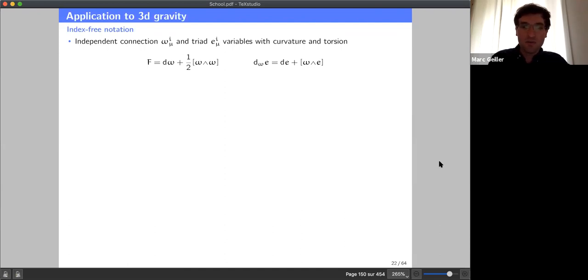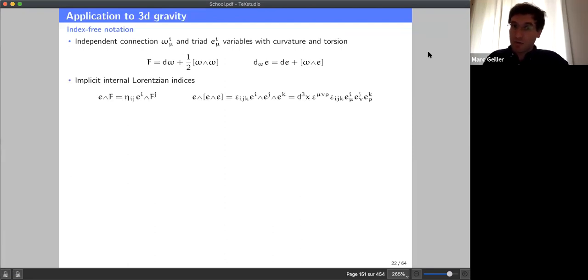For this, we just have to be a bit comfortable manipulating these Lie algebra valued forms. So the first thing we need to know is that we have two variables. The first one is a gauge connection, omega, a 1-form. And the second one is a triad, which we call E. The connection has a curvature, the field strength, which is denoted by F. And this is the formula. There is also a torsion, which is computed as the covariant derivative of the triad E.